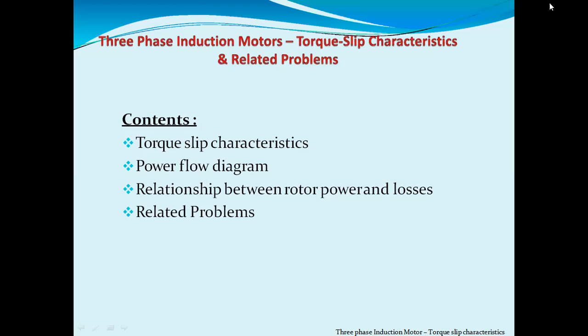Torque is directly proportional to S, because we have the equation T equal to K into S into E2 square upon R2 square plus S X2 square. So torque is proportional to the slip. But looking at the equation, torque is also inversely proportional to R2 square plus S X2 square. It means the value of slip is coming in the denominator also. So here we can see the torque slip characteristics.